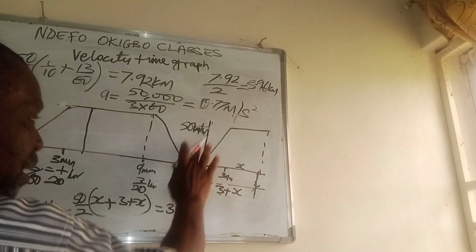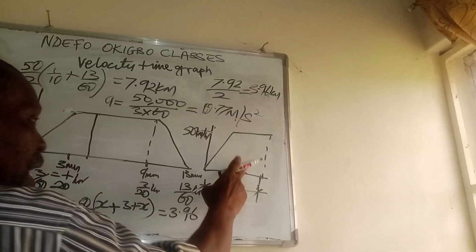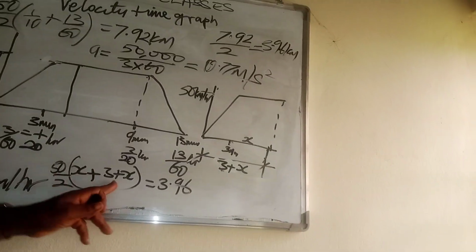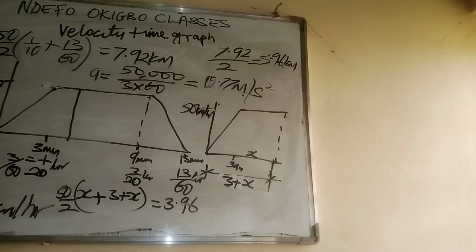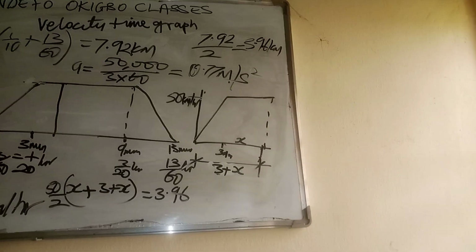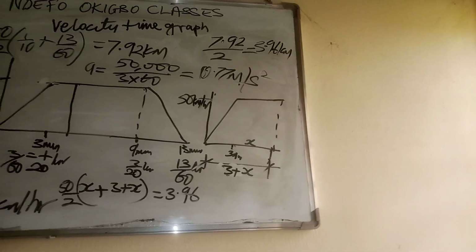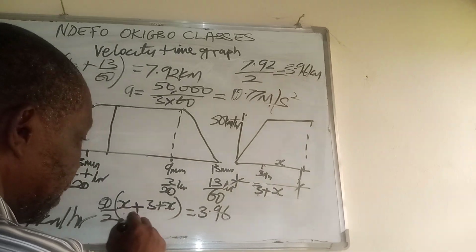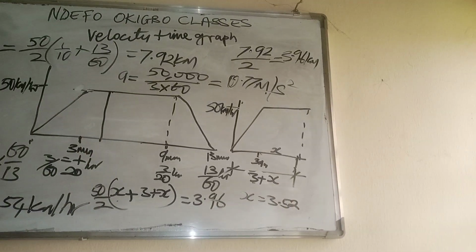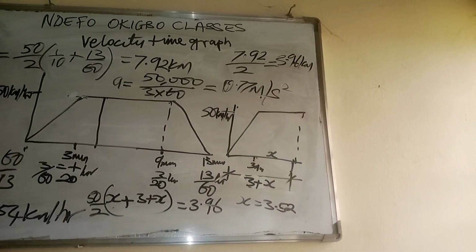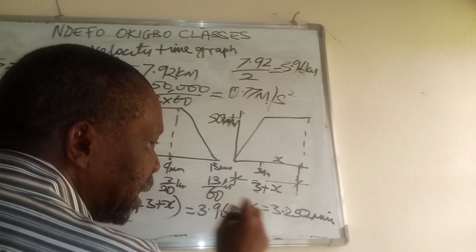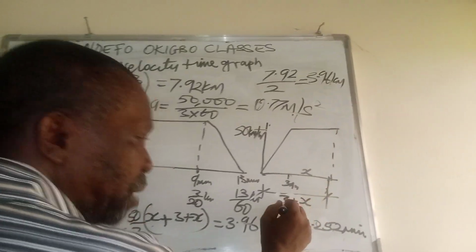That's the area of this, and that's the distance traveled, because we want to get the time used to travel half of the distance. If we work this out, we get x. If you solve this, you get x equal to 3.252 minutes. That is x. But the total is x plus 3.